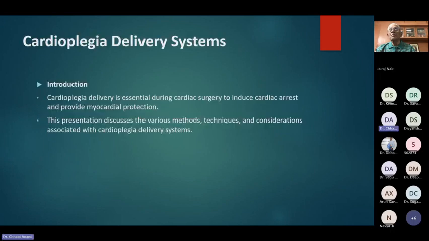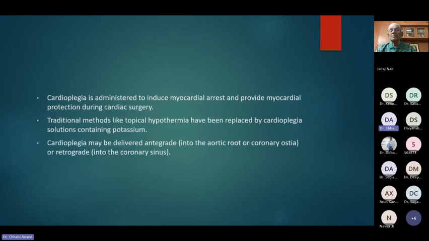Cardioplegia delivery system. Cardioplegia delivery is essential during cardiac surgery to induce cardiac arrest and provide myocardial protection. This presentation discusses the methods. Cardioplegia is administered to induce myocardial arrest and provide myocardial protection during cardiac surgery. Traditional methods like topical hypothermia have been replaced by cardioplegia solution containing potassium. Cardioplegia may be delivered antegrade into the aortic root or coronary ostia, or retrograde into the coronary sinus.